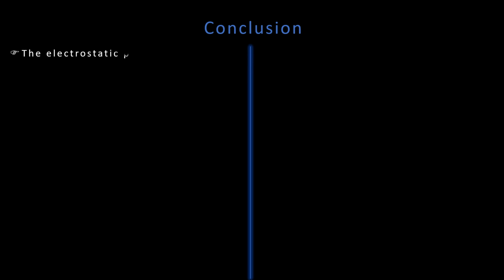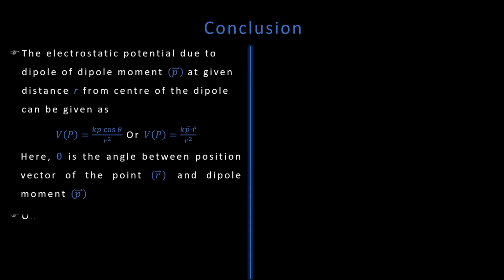So let us conclude now. We know that the electrostatic potential of a dipole can be given as Vp is equal to Kp cos theta by r square, or K vector P dot unit vector r by r square. And don't forget what theta is. Theta is the angle between the dipole moment and the position vector of the point, that is r.